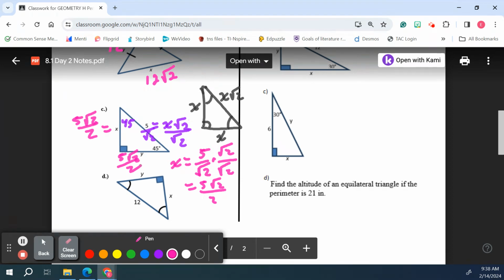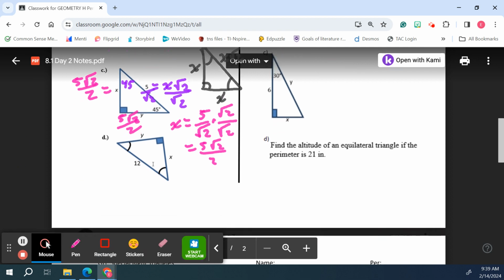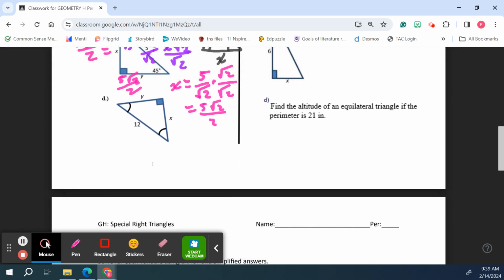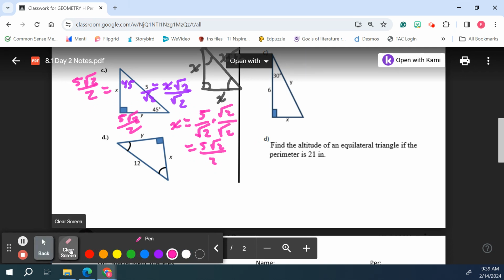Before I move on to D, what questions do you have right now? Is there anybody still writing before I move on? Because I'm going to have to erase. All right, I'm going to clear the screen.